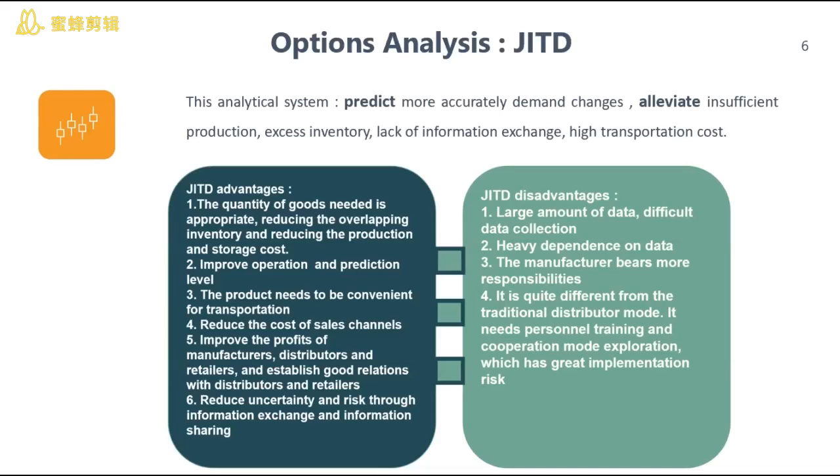Options analysis, GITD. The advantages of GITD: first of all, reducing the overlapping inventory and the production and the storage cost. Second, improve the operation and the prediction level. Third, the product needs to be convenient for transport. Fourth, reduce the cost of sales. Fifth, improve the profits of manufacturers, distributors, and other stakeholders. Sixth, reduce the uncertain risk through the information exchange.